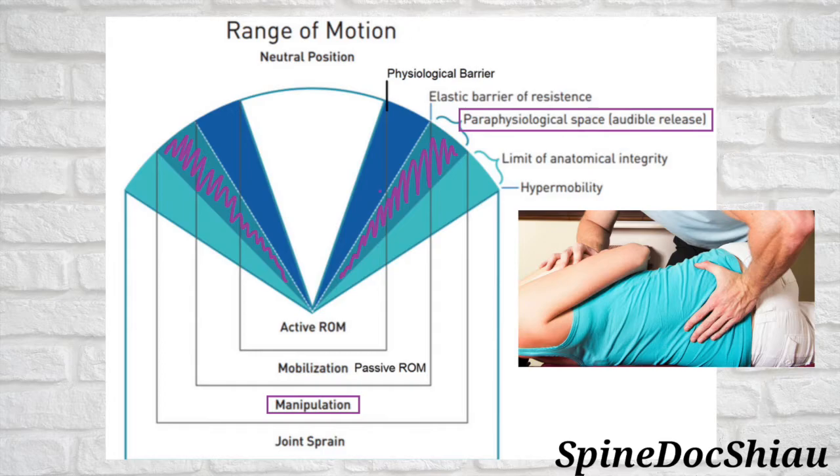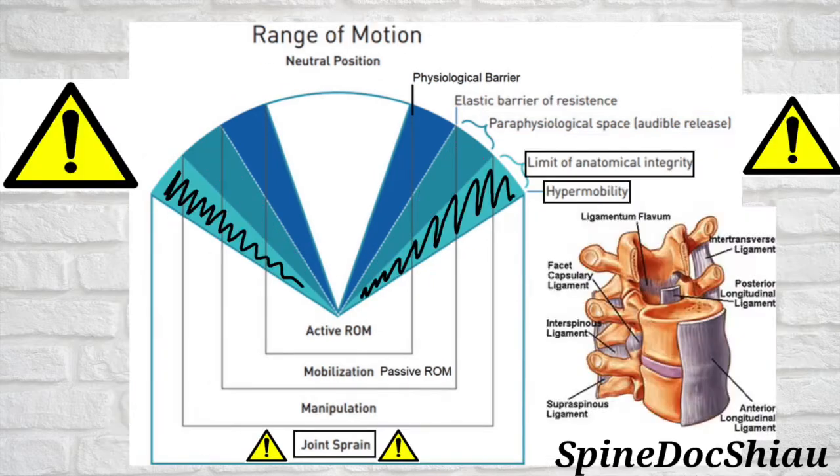Towards the end of the paraphysiological space, we start to encroach on the limit of anatomical integrity. And this is an area that is considered dangerous to have the body's range of motion go through. This area I've shaded in black is also known as the anatomical limit. Any breach of this area can result in injury to your body, such as a sprain, strain, or a joint dislocation, or perhaps even a fracture.